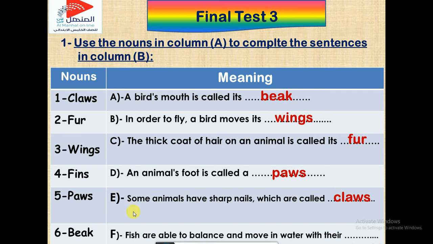The last one here. Fish are able to balance and move in water with their. How can fish move and swim in water and keep balance? Good job. They use fins. So birds have wings, but fish have fins. Good job. All right, guys. Easy.